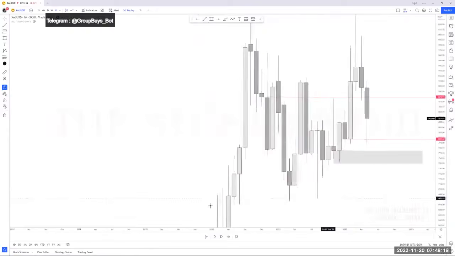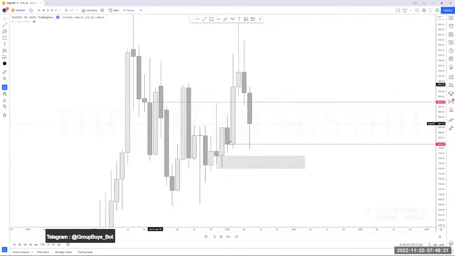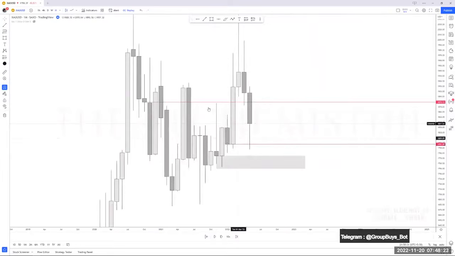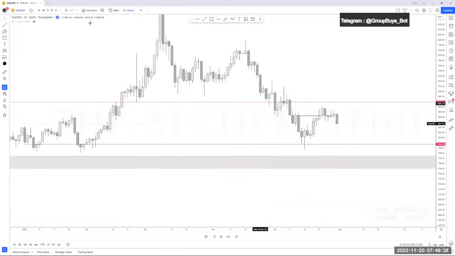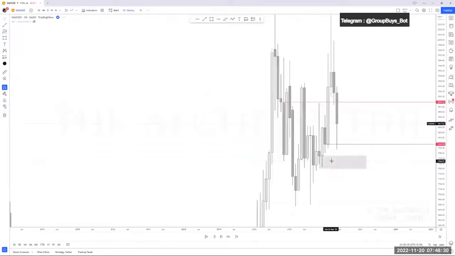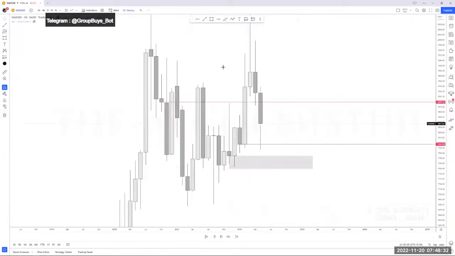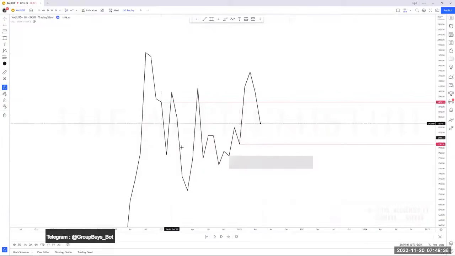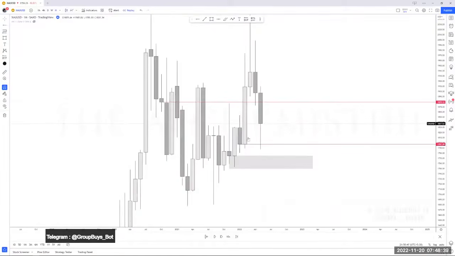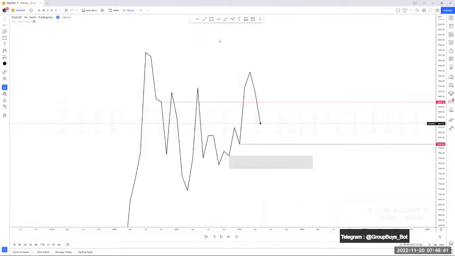Monthly has closed above the monthly, which means daily has broken structure right here. So what's your next zone? The next monthly level from here to here. See that? Because where are the next spikes on the monthly?